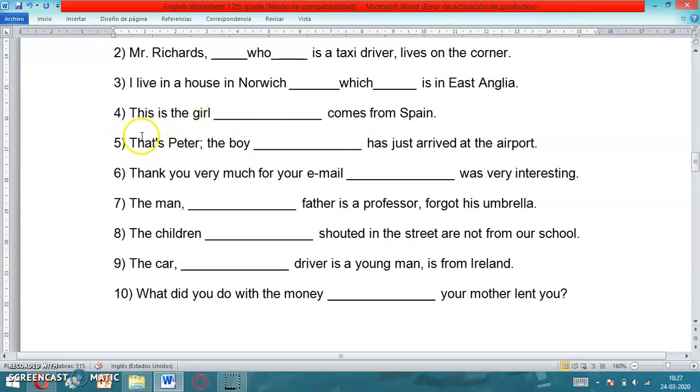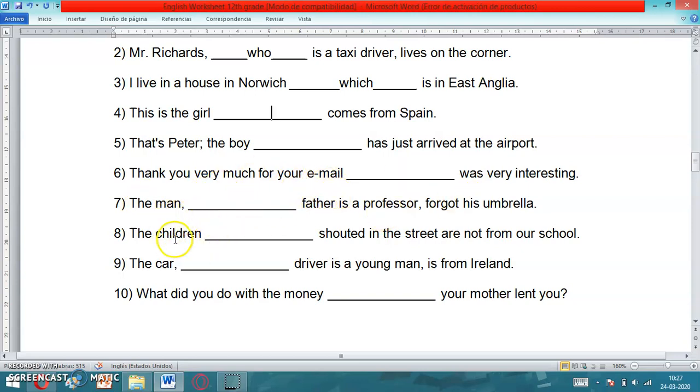on. Okay? That's Peter, the boy. Again, we're talking about a person. Thank you very much for your email. Email is our subject, is a thing. The man, father is a professor. Here we're talking about the father, the man's father, possession.